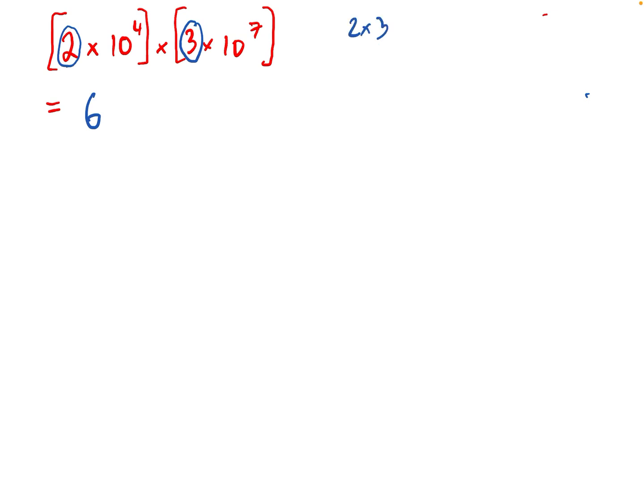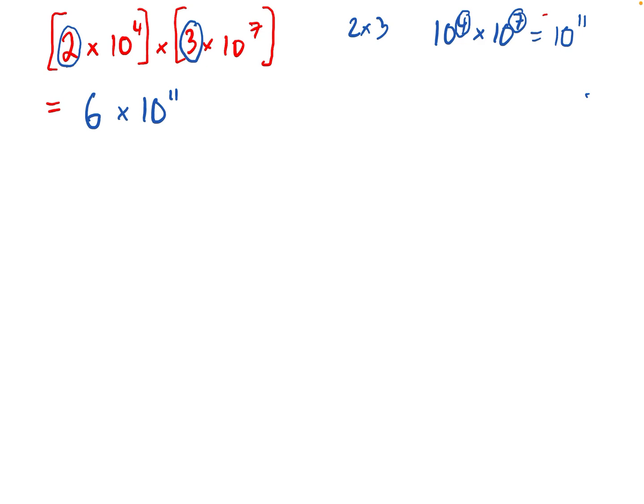You do 2 times 3 first. And then you're going to do 10 to the power of 4 times 10 to the power of 7. And remember what I said you have to do. This is very easy, because all you have to do in this situation is add the powers here. 10 to the power of 4 times 10 to the power of 7 is 10 to the power of 11. So this will be 6 times 10 to the power of 11.